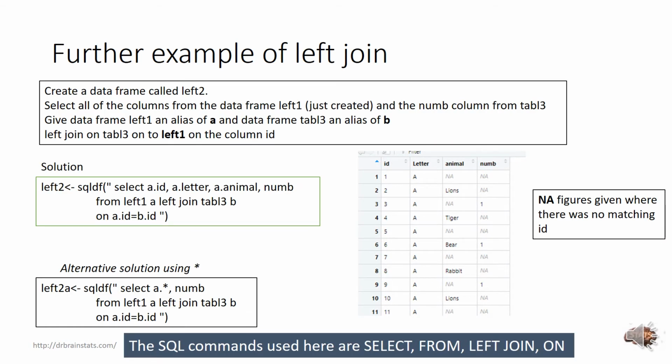Our next example of a left join involves creating a data frame called left2. We're going to select all of the columns from the data frame left1, which has just been created, and the num column from table 3. We're going to give data frame left1 an alias of A, and data frame table 3 an alias of B. And we're going to left join table 3 onto left1 using the column ID. Now we can see where table 3 has joined into left1 and there are no values. This has been given a figure of NA.